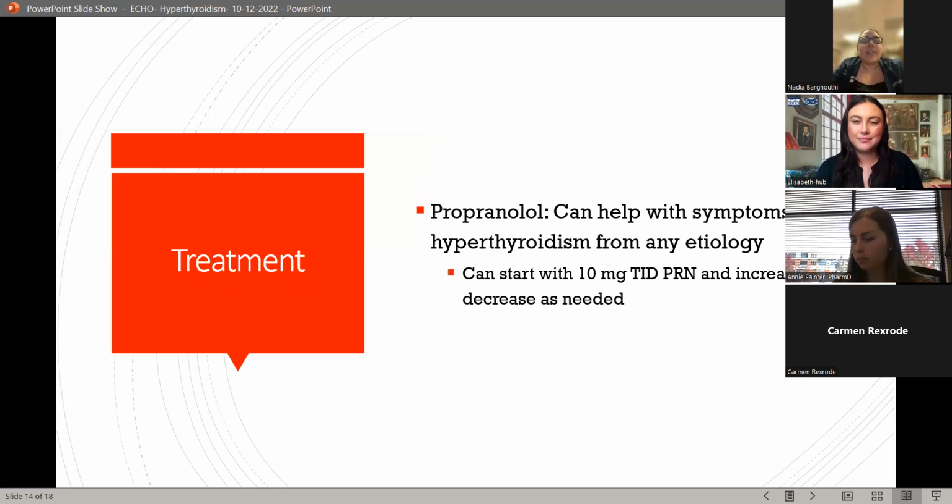Propranolol is just an adjunct to any hyperthyroidism. I usually do 10 milligrams TID PRN for symptoms like anxiety, heart palpitations, insomnia, that kind of stuff. I don't like to schedule it. I just let them use it as needed.